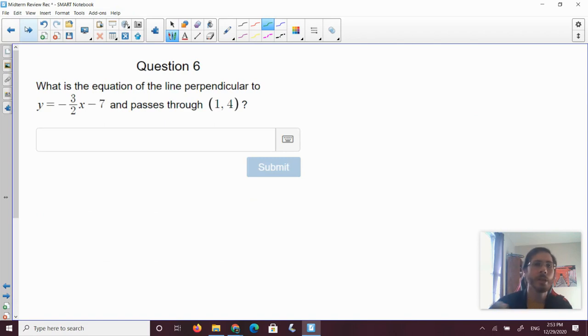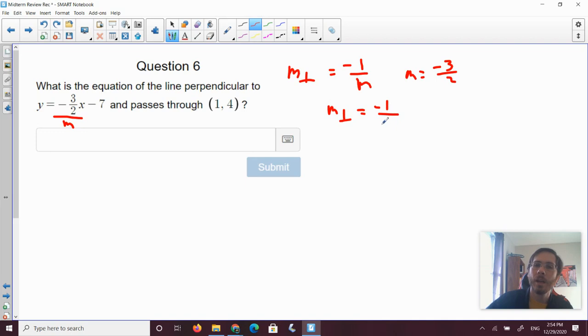So we're going to move on. Question 6, we need to get the equation of a line perpendicular to y equals negative 3/2 x minus 7. It has to pass through (1, 4). All right, well, we did the parallel slope. Parallel slopes are the same. If I want the perpendicular slope, this is where we have to take the opposite reciprocal. So flip the fraction, switch the sign. So the slope that we're given is negative 3 over 2. So since m is negative 3 over 2, if I want, I could throw it into this formula.